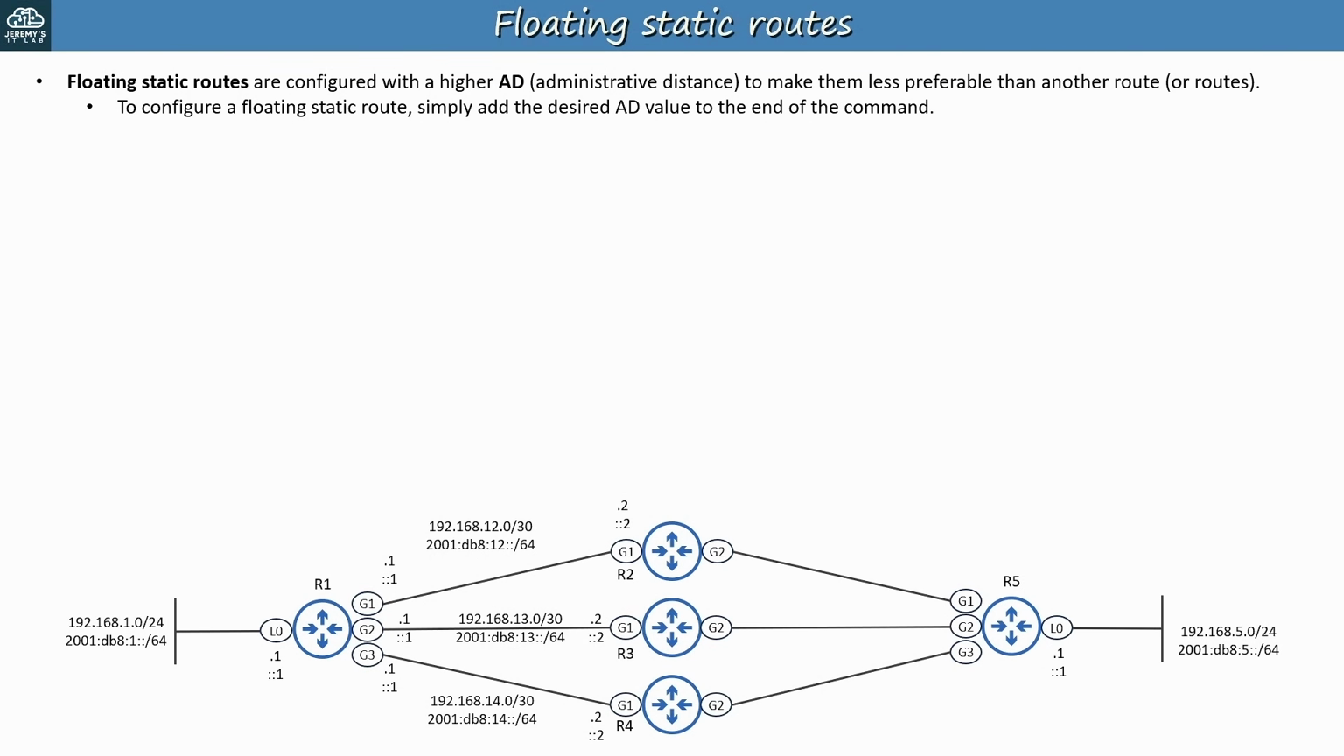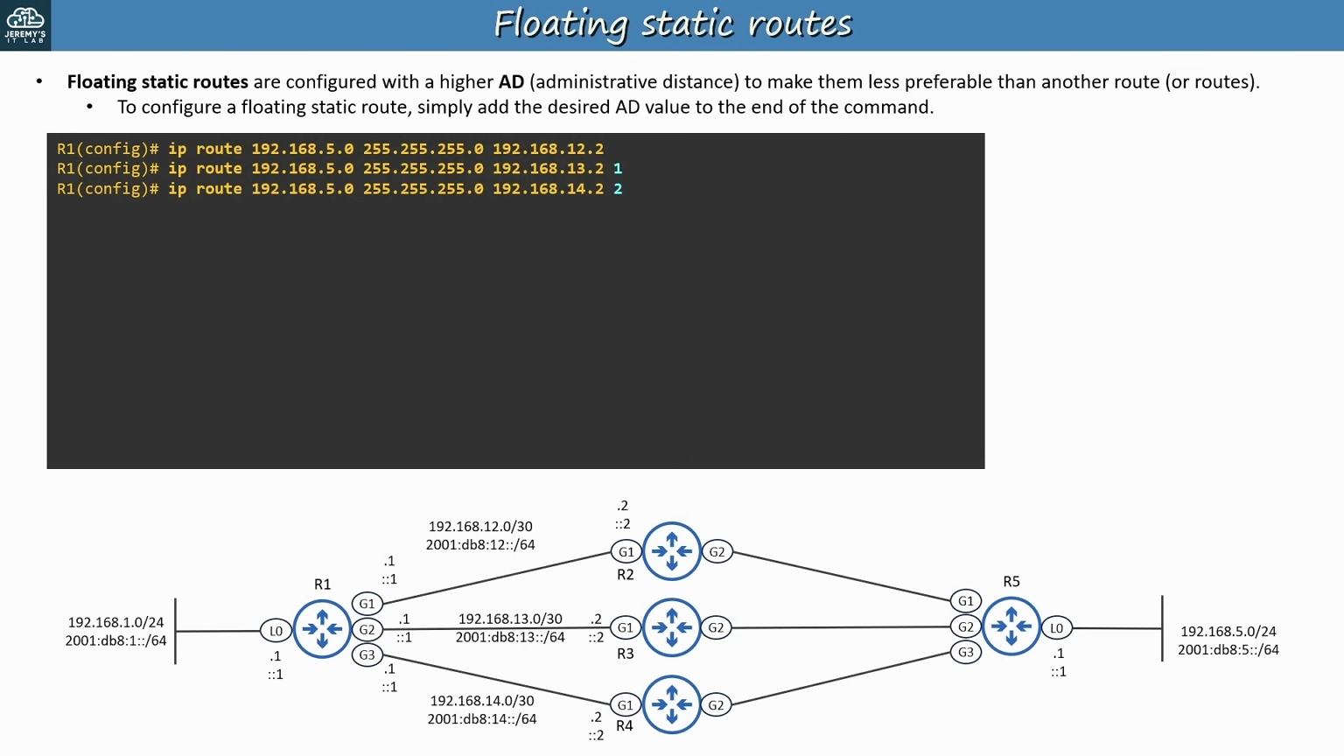For example, in the network below, let's configure routes on R1 to reach R5's loopback 0, the 192.168.5.0/24 network, and the 2001:DB8:5::/64 network. Here's how I configured the IPv4 routes. Before I show the routing table, what do you think is the effect of these commands? Which route or routes are active and which are backup?